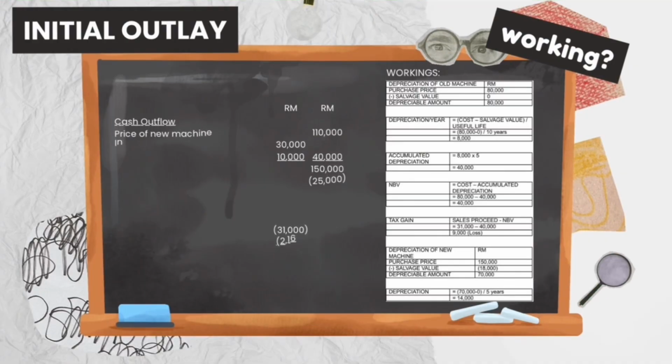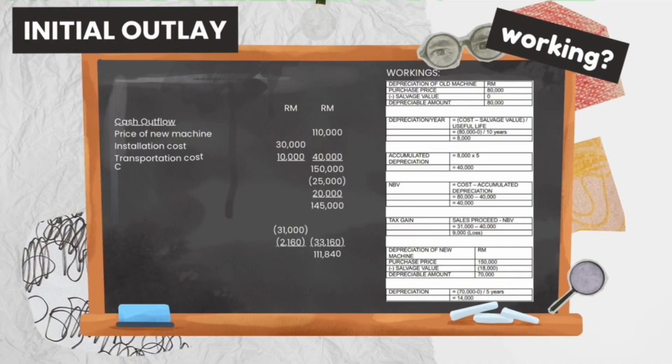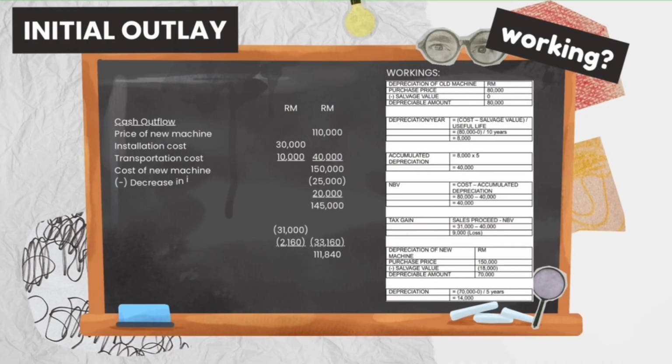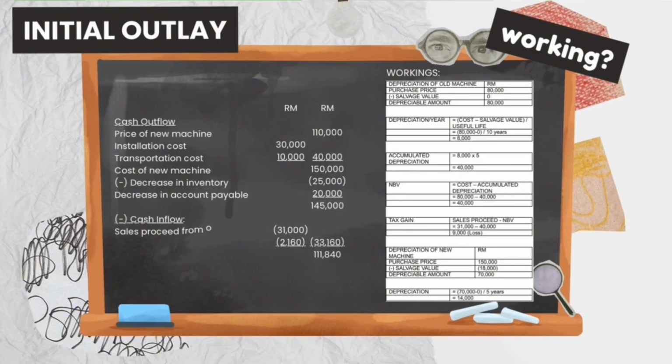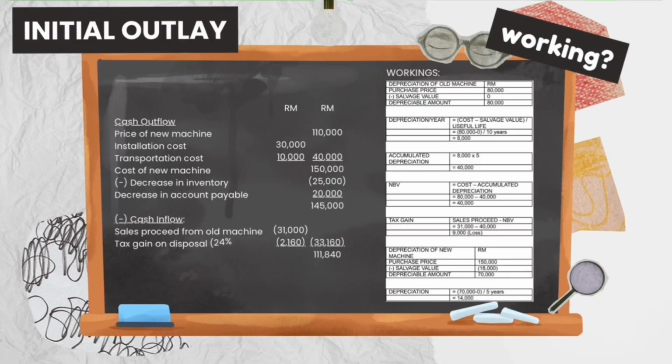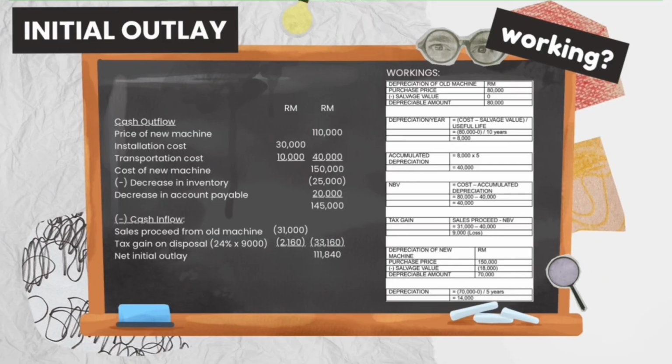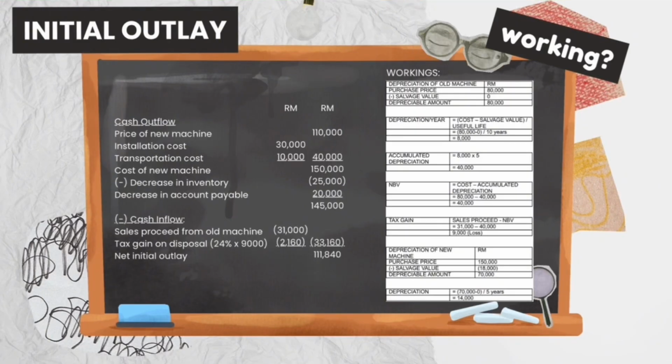The initial outlay begins with the total cash outflow for acquiring the new machine, which consists of the purchase price of 110,000, installation cost of 30,000 and transportation cost of 10,000, giving a total cost of 150,000. This amount is adjusted for changes in working capital, where inventory decreases by 25,000 and account payable decreases by 20,000, resulting in a net cash outflow of 145,000.